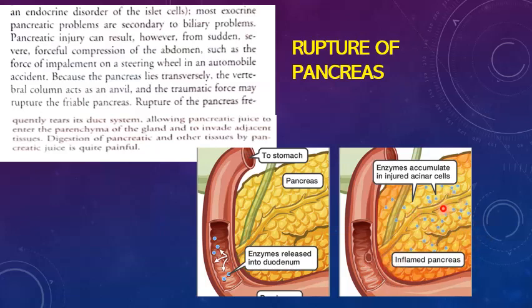So the duct is ruptured here. All the smaller ducts which were opening into the main pancreatic duct are ruptured. So the pancreatic juice which was within these ducts is entering the surrounding parenchyma and eating away the pancreas. That results in this inflamed pancreas. So this is one more clinical aspect. Mostly the problems are secondary to biliary problems, but sometimes a compression effect in road traffic accidents can result in rupture of the pancreas, resulting in inflammation.